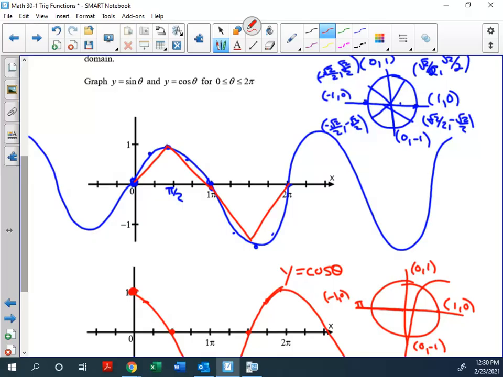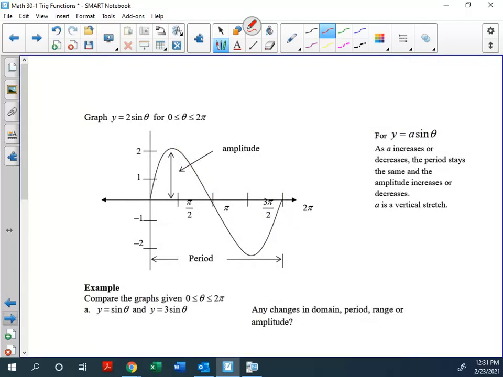So those are the new base graphs, and guess what we're going to do to them? Transformations! All right, here we go. Trig has a few different things that we need to know about it.